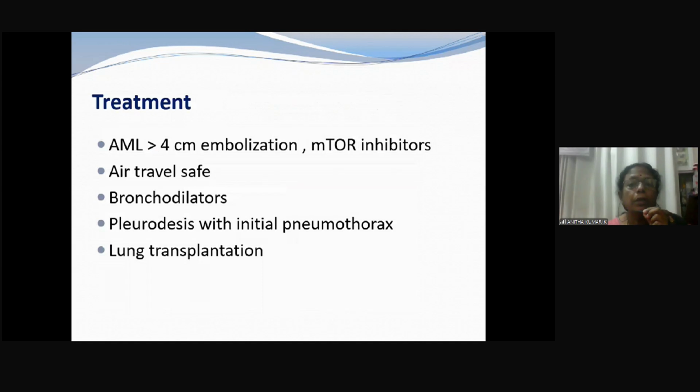And coming to the treatment, associated angiomyolipomas, if they are present and have a size more than 4 centimeters, can bleed profusely. So embolization should be done, and there is a definite role for mTOR inhibitors like sirolimus. Then air travel is considered relatively safe, and bronchodilators should be given to the patient for reversible airway obstruction. And if they present with pneumothorax, pleurodesis should be considered in the first instance itself because there is a high chance of recurrence. And lung transplantation is the last option.